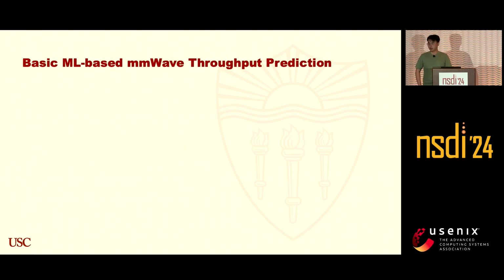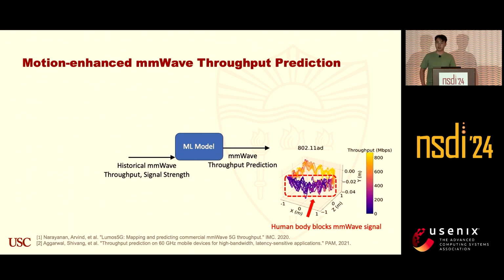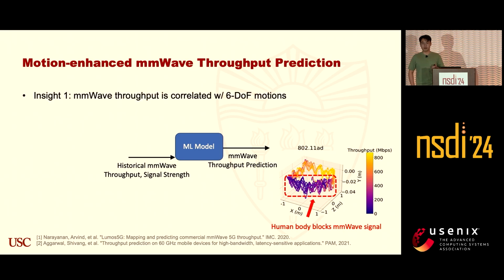So I will begin with the throughput prediction part. Here I show a very simple throughput prediction model that takes the historical network measurements as its input and predicts the future network conditions. And remember, we have this spatial heat map of millimeter wave throughput in our case study. And the insight is that the millimeter wave throughput is highly correlated with 6 degree of freedom head motions.